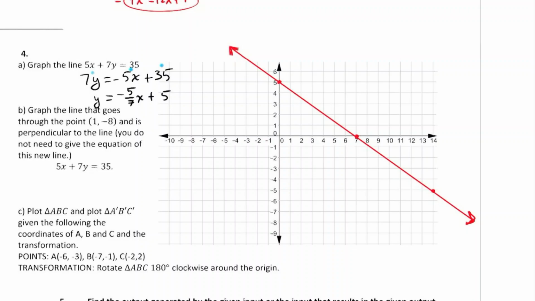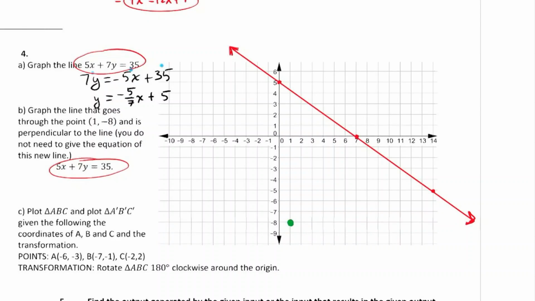Next, it says graph the line that goes through the point 1, -8 and is perpendicular to the line 5x plus 7y equals 35. Oh, it's perpendicular to the line we just graphed, right? We just graphed 5x plus 7y is 35. So we want a line that goes through the point x is 1, y is -8, right here. And it has to be making a right angle with this other line, the line we just drew.